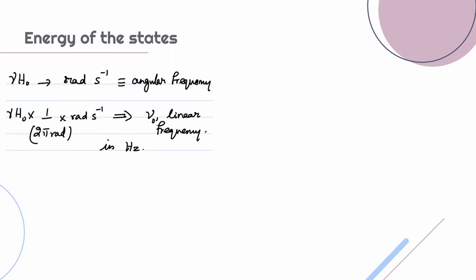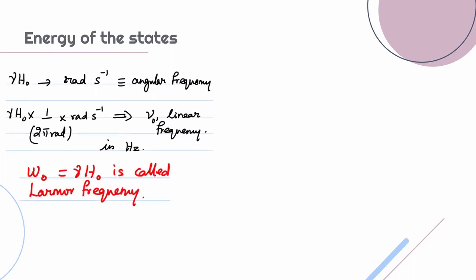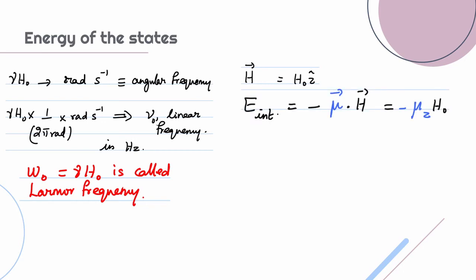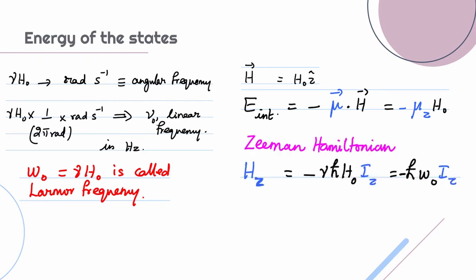Gamma times B naught has the dimensions of angular frequency, and that is equal to omega naught, which is called the Larmor frequency. That is the frequency at which resonance happens. From magnetostatics, we know that the energy of a magnetic moment kept in a magnetic field is given by minus mu bar dot B bar. From that, we find the Zeeman Hamiltonian, or energy term, which is minus h bar omega naught Iz, where omega naught is the Larmor frequency and Iz is the spin quantum number. For a spin half system, Iz can have plus half or minus half values.